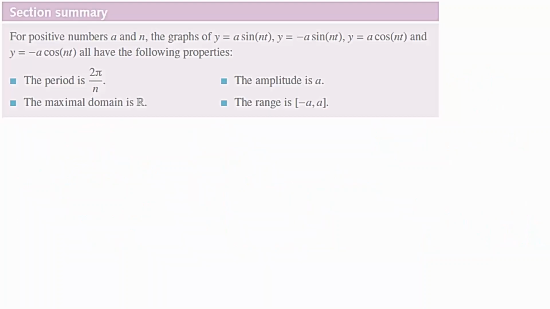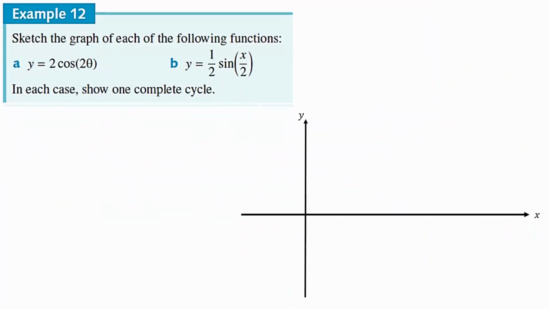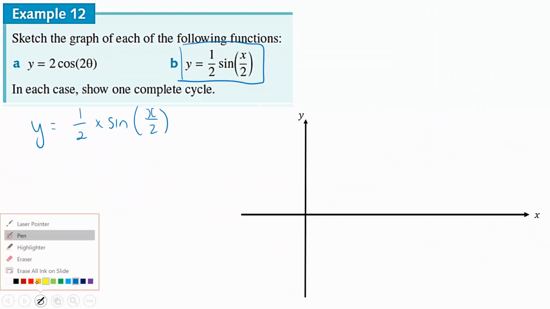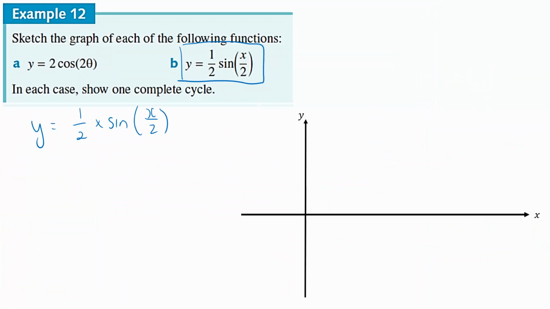Here we go. Let's do this one. Let's do B, because I just showed you sine. Let's do B. Okay, so let's look at B. I've got y equals half multiplied by sine of x over 2. Now in this particular case, what is my A value?